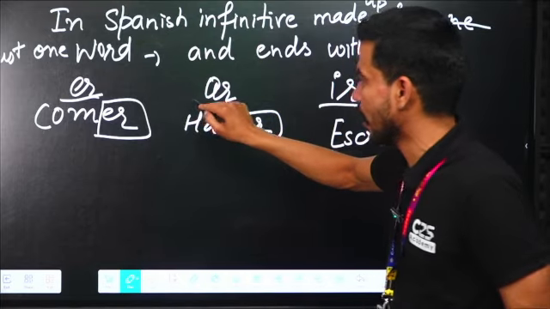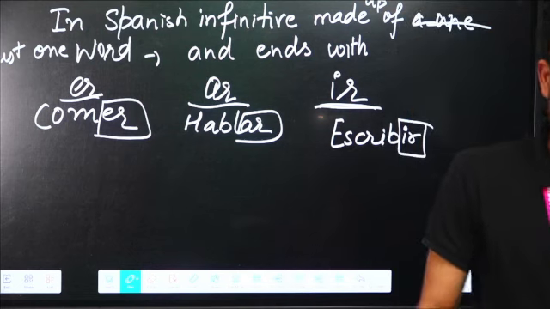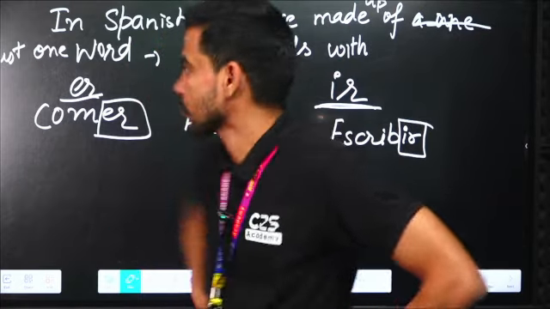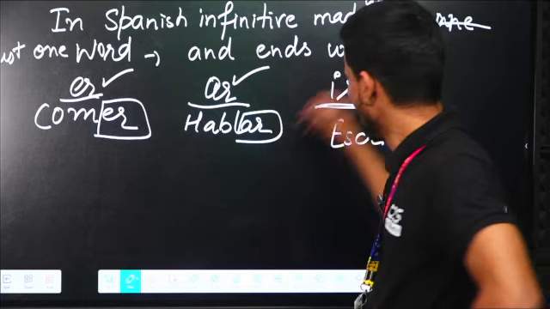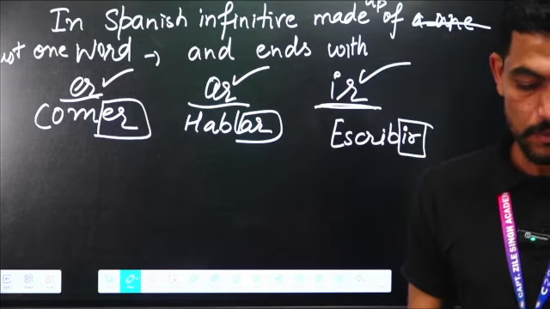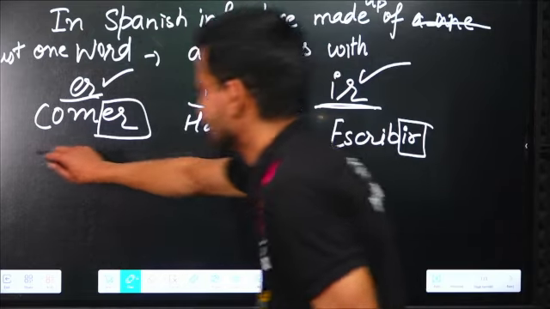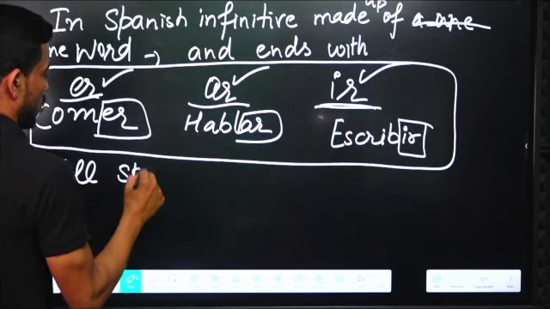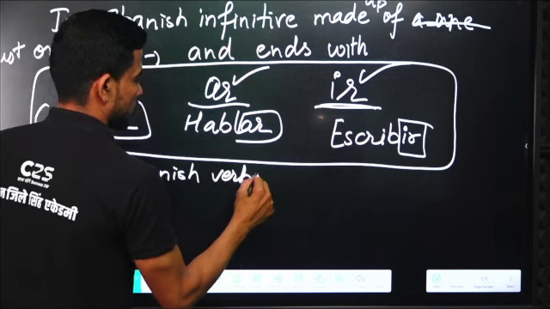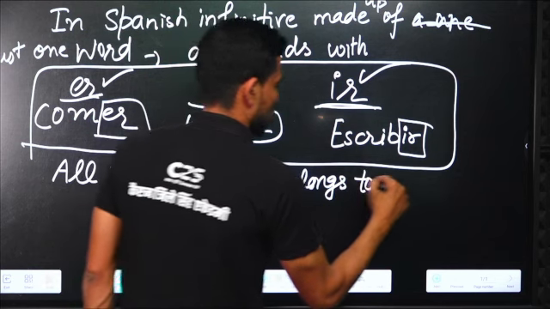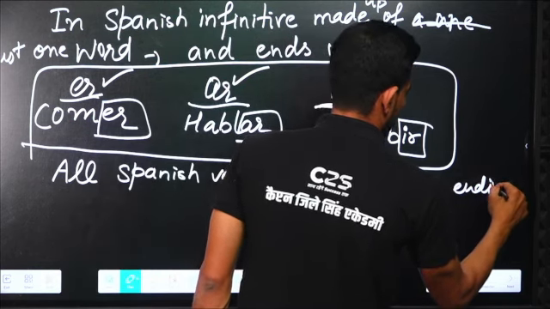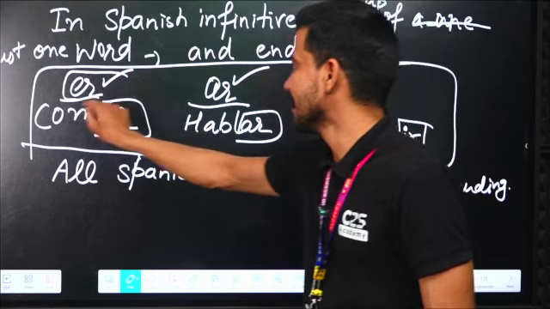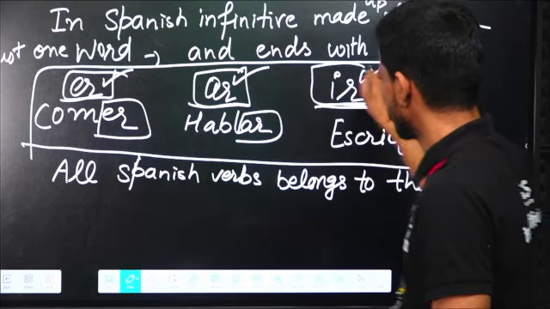So in Spanish, infinitive is made up of just one word and ends with either ER, AR or IR. All these endings, either with ER, with AR or IR. So all Spanish verbs belong to these three endings: ending with ER, ending with AR or ending with IR.